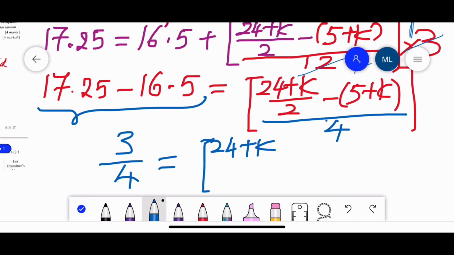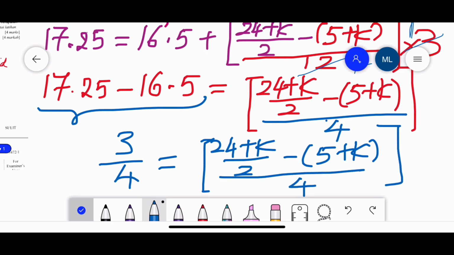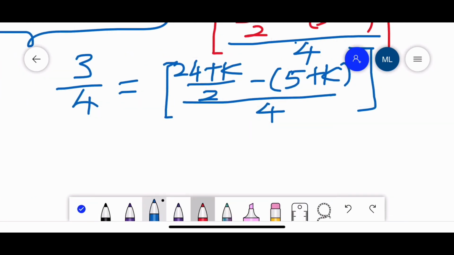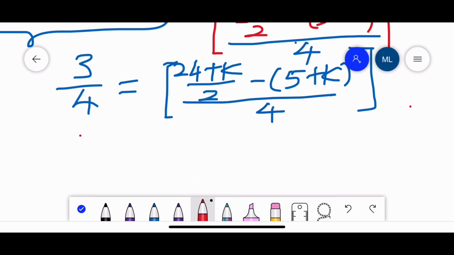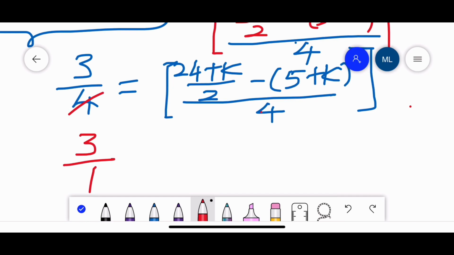So 24 plus K over 2 minus 5 plus K over 4. So you have left and right also over 4. So you can simplify the 4. It's just that because they are same, so you can just cut the 4. Or even if you multiply also, you will notice that it will be cancelled out later on. So we just no need to cross multiply. We just cancel out the 4.